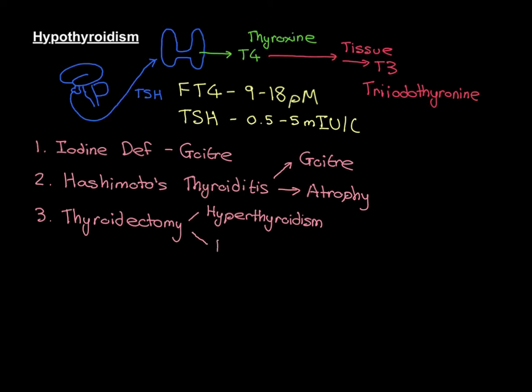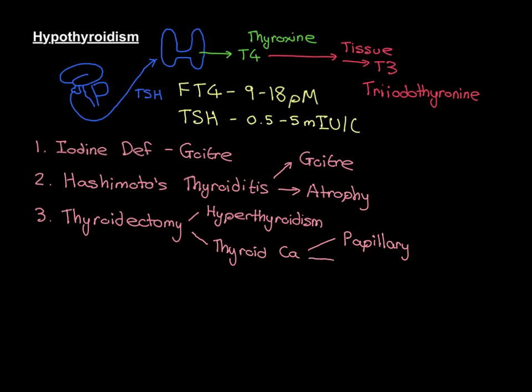Alternatively, the other reason that you might have had your thyroid gland removed is if you've had thyroid cancer. Now, remember there are 4 different forms of thyroid cancer. If you're just going to know one form of thyroid cancer, the major one to know is papillary thyroid cancer. 85% of thyroid cancers are papillary thyroid cancer. That is the most common form.